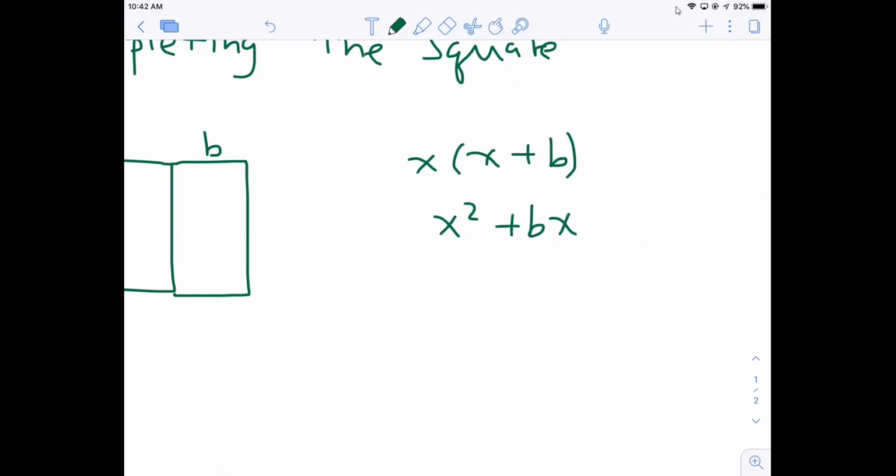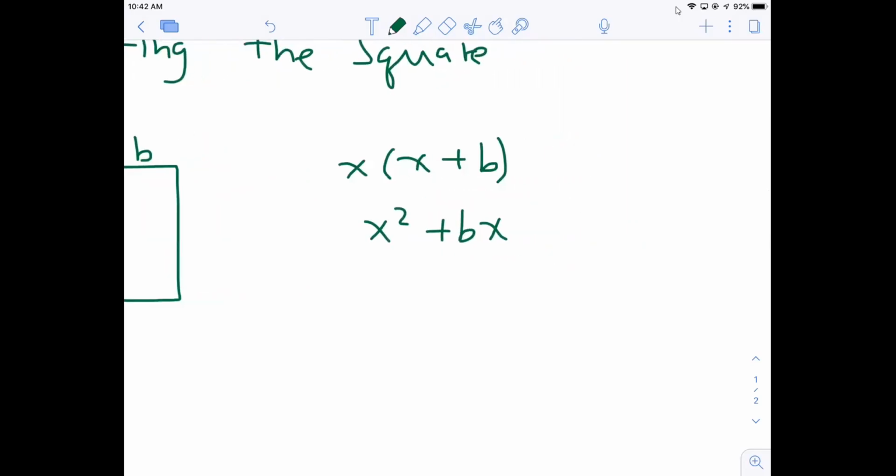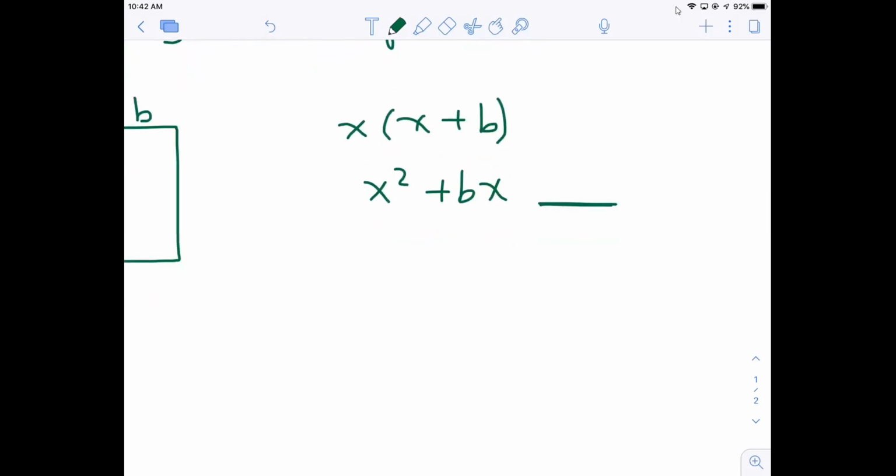So in general, this is what we want to complete the square on to make it a perfect square trinomial. We want to do x squared plus bx and then add a number. And once we add that number, we want it to factor to something squared. So that's our goal.